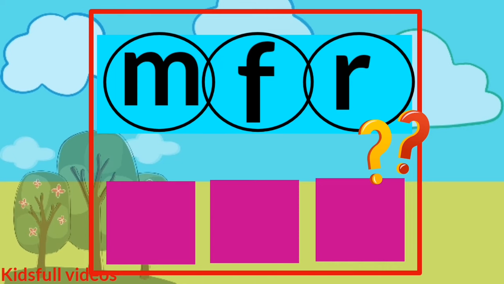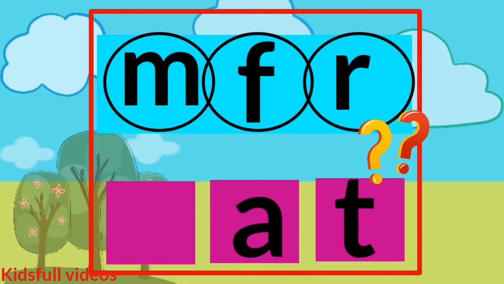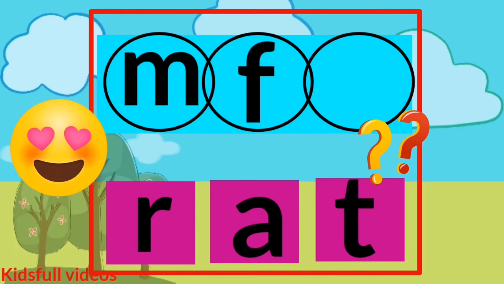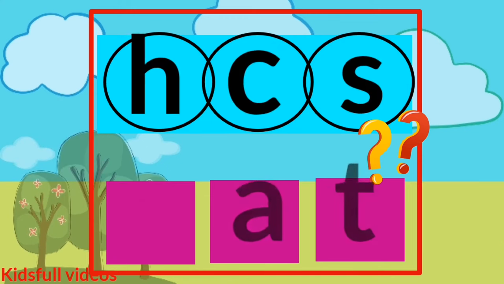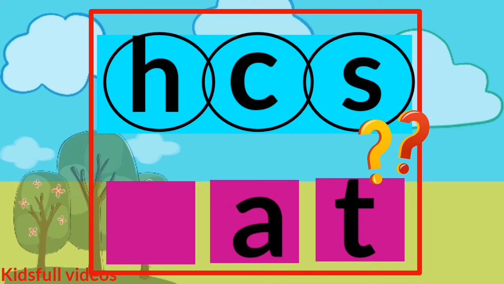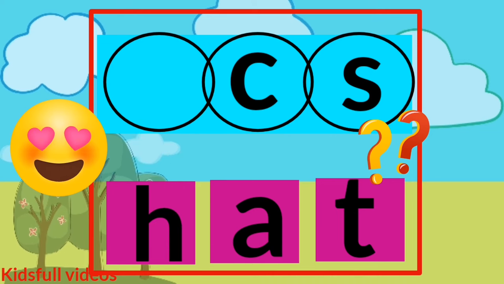Which alphabet makes the word rat? R-at. Rat. Correct. It's the alphabet R. R makes rat. Good job, everyone. Now, which alphabet makes the word hat? Hat. Correct. It's the alphabet H that makes the word hat.